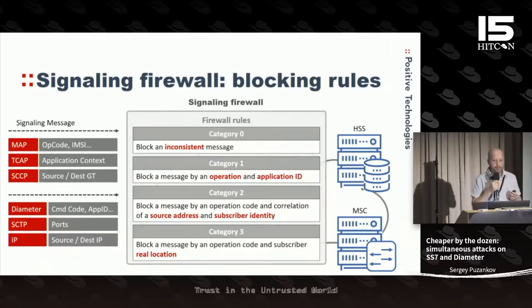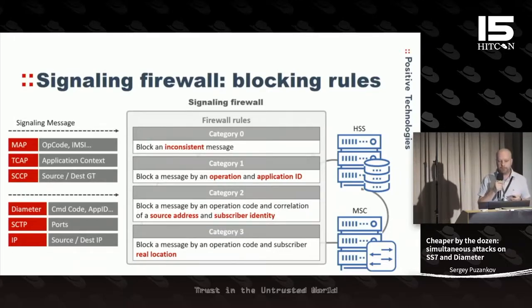Category two contains the list of operations that are available on the interconnection, but these operations are okay only for real inbound subscribers. For example, I am a subscriber here in Taiwan. If my home mobile operator needs to send some signal traffic related to my identity, it is able to do it. But if my home operator sends the same operation codes related to Taiwanese subscribers, this traffic is illegitimate.